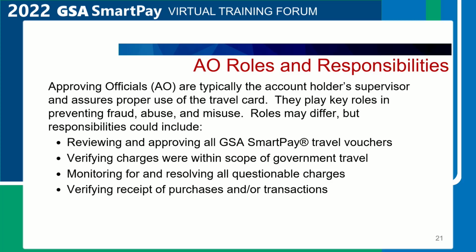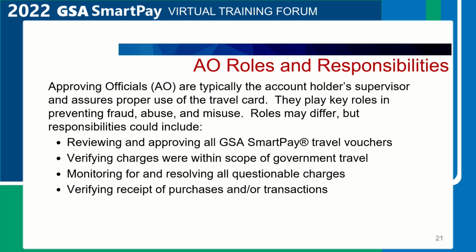Now we're going to talk a little bit about approving officials. So approving officials are usually the supervisor to the account holder. The term AO, or approving official, may not even be used in your agency under the travel card program. But if you are reviewing and approving vouchers and looking at charges placed on the account, you're filling the role of an approving official. The approving official is responsible for ensuring that all purchases made by the account holders within his or her span of control are appropriate and the charges are accurate.